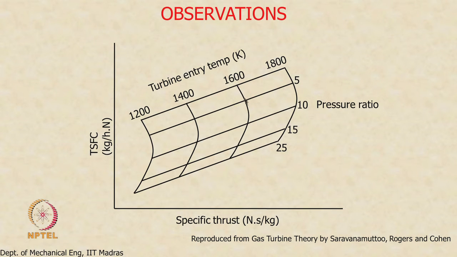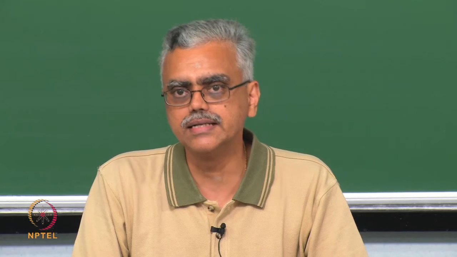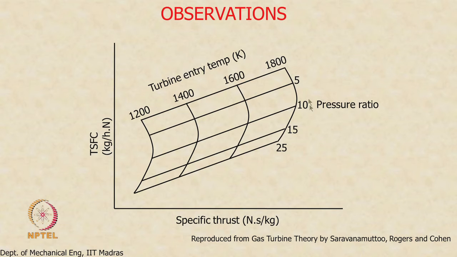However, for a given turbine entry temperature, if you take any one of the turbine entry temperatures here and look at the effect of pressure ratio, you see that the specific thrust actually increases slightly up to about a value of 10, and then it begins to decrease. And that was what we had also said. Thrust can increase or decrease depending upon the actual value of the pressure ratio, and that is what this also tells you. Now, this tells you quantitatively that specific thrust actually increases up to a pressure ratio of 10 and then begins to decrease.